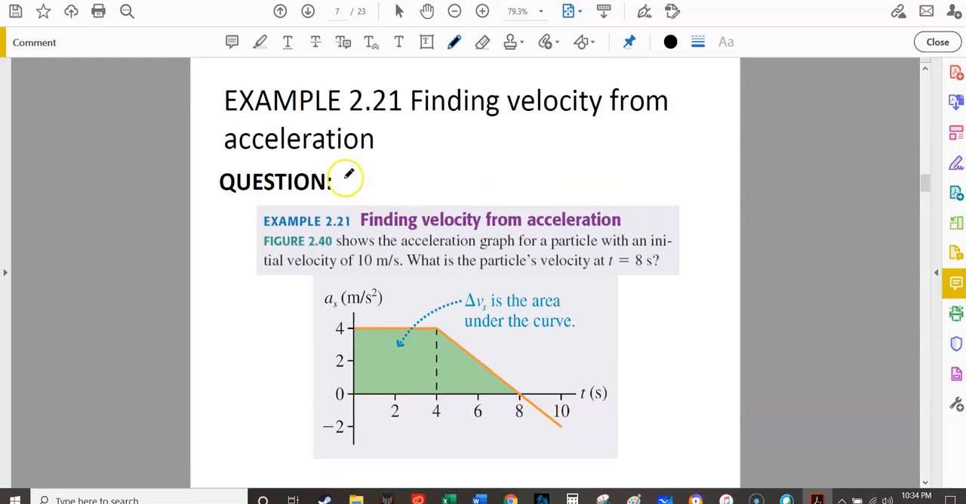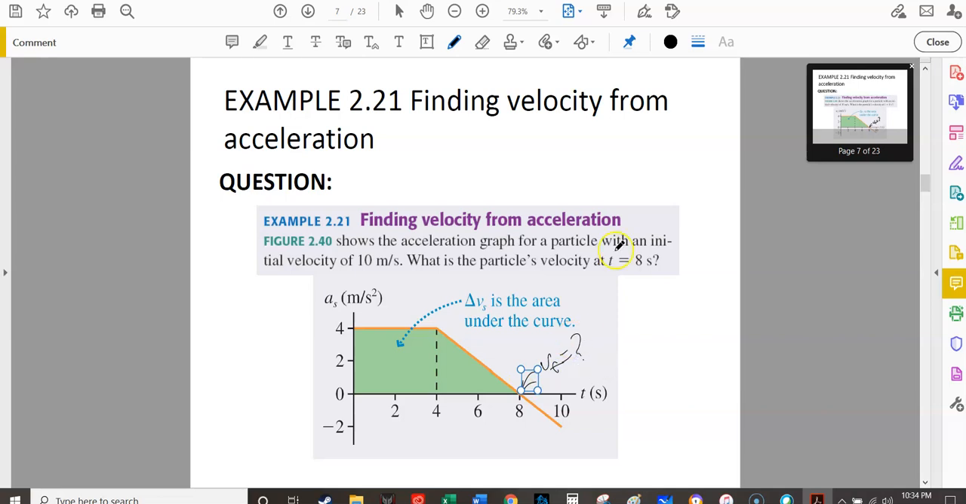Here we go. We have a graph that shows the acceleration of a particle with an initial velocity of 10 meters per second. What's the particle's velocity at the 8-second mark? So we have to find the final velocity at this point. So how do we do that?